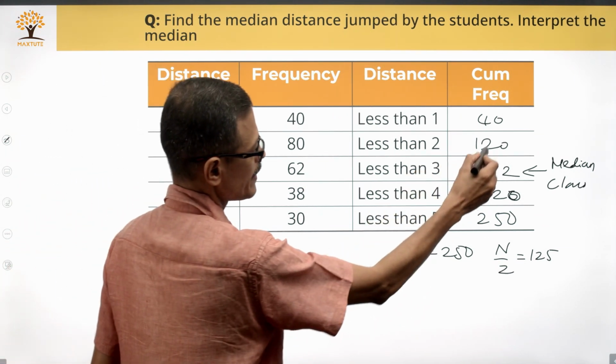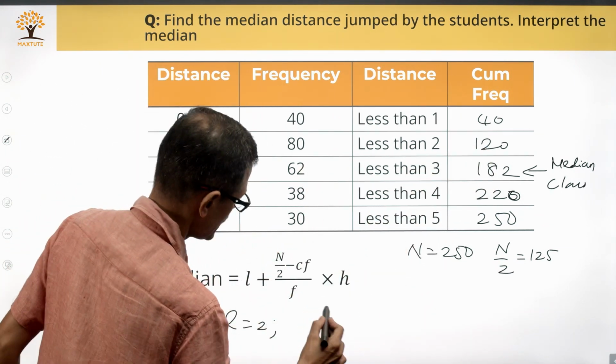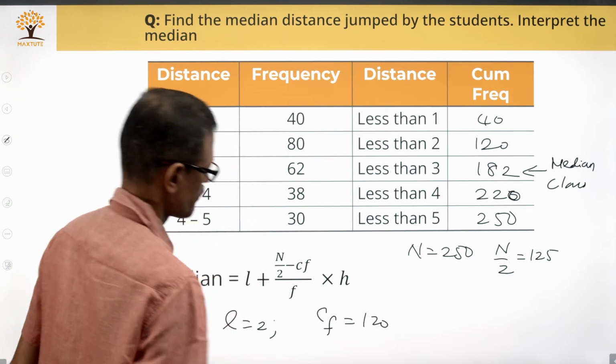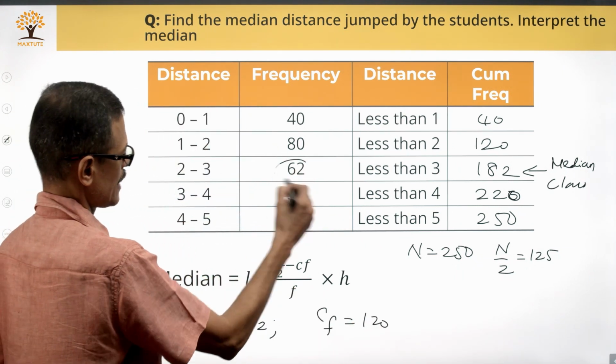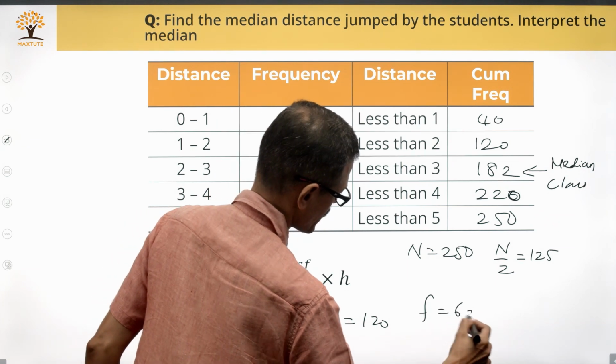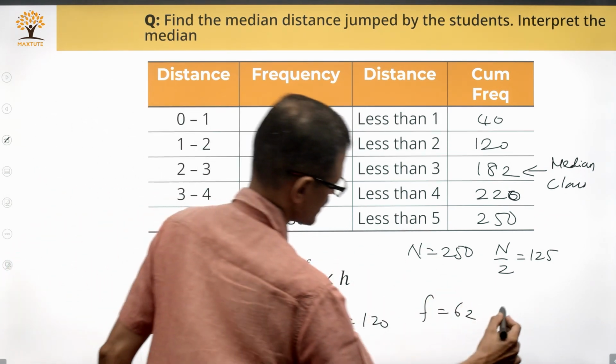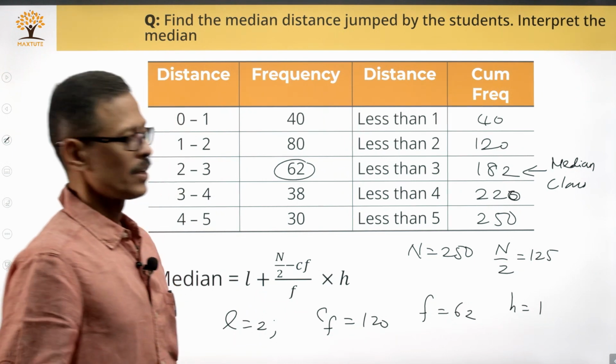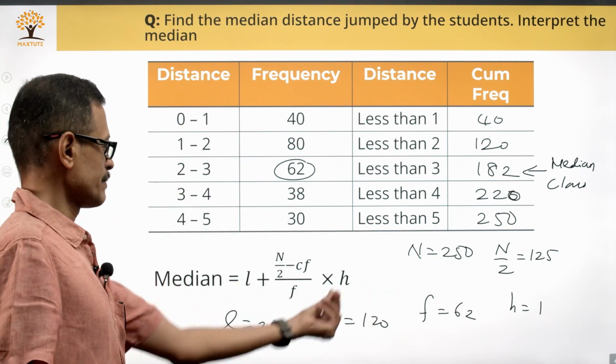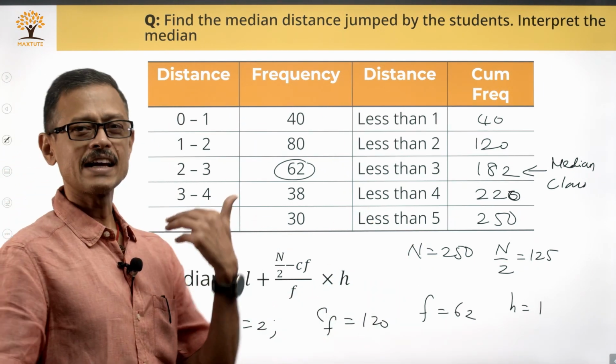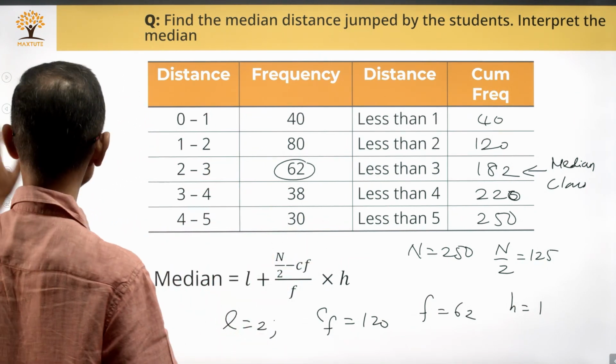CF is the cumulative frequency of the class before it. So CF for us is equal to 120. F is the frequency of the median class, which is equal to 62. And lastly, the height of each of these classes is equal to 1. So we have all the data, we just need to plug them in and compute the value of the median. And finally, let's interpret and understand what the median essentially means.